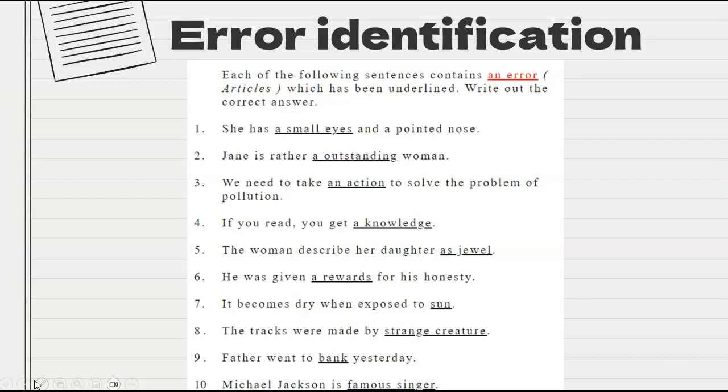For example, you are going to write down number 1: she has small eyes and a pointed nose. So now continue writing down the whole sentence in the correct form, but correct it. For example, if you say she has small eyes and a pointed nose, now correct the sentence.